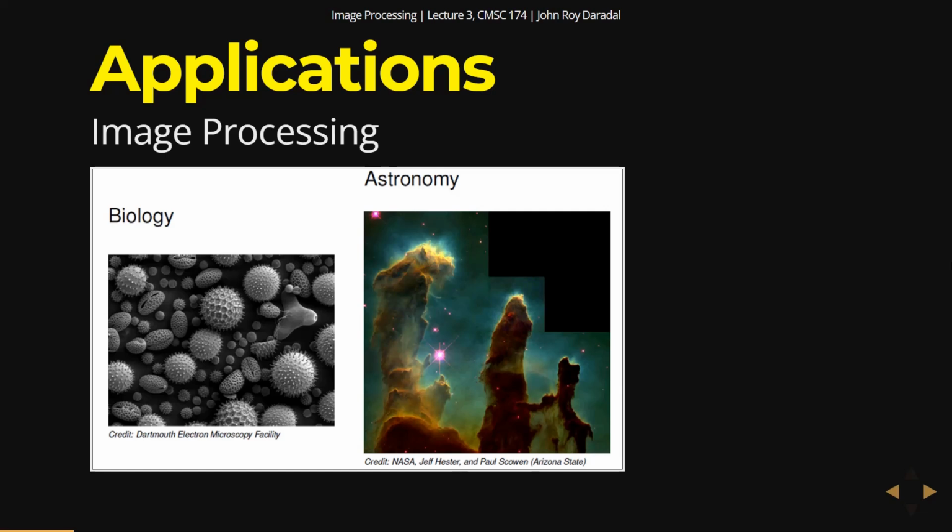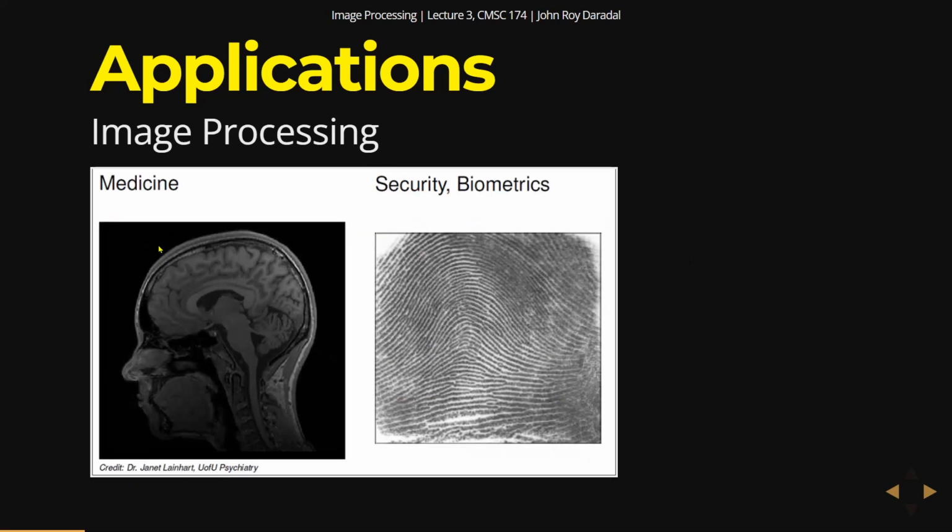Some applications of image processing: you can do this for microscope images in biology. You can enhance the images that you take from the microscope so that you can clearly see the cells and, I think, germs or microbes. In astronomy, you can use image processing for space images so that you can get a better visualization of what is out there in outer space. You can also use it for medicine.